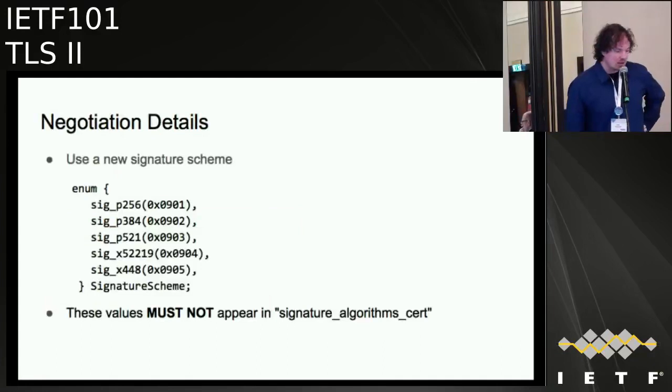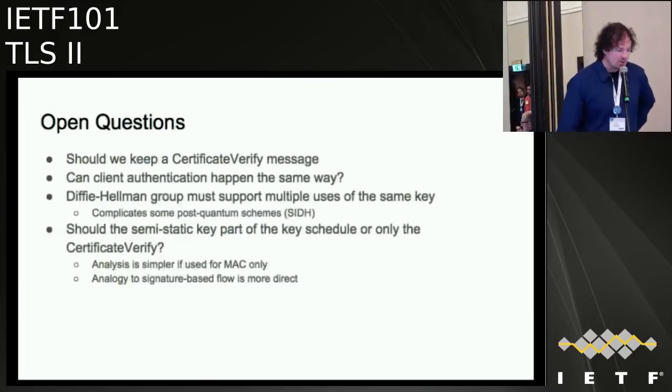Next slide, please. This would be practically implemented as a set of new signature schemes, and these would be Diffie-Hellman signature schemes. It's not technically a digital signature, but it takes the form of a signature because the certificate verifies a MAC derived from a Diffie-Hellman with this key. Obviously, these should not be in the signature algorithm certificate scheme. So the split in TLS 1.3 between certificate algorithms and signature algorithms for the certificate is good here, because certificates are not typically signed by Diffie-Hellman entries.